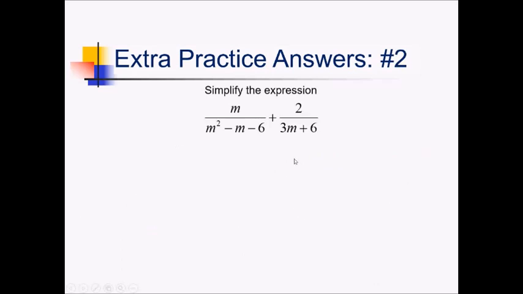To add these rational expressions, since I'm adding or subtracting, I need common denominators. And it looks like neither of these are factored. So let me actually factor those denominators so I can see what kind of factors need to go into my LCD, my least common denominator.